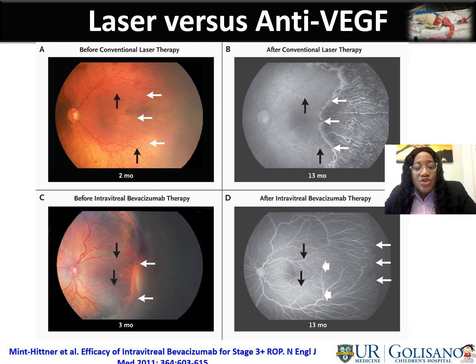Image C shows the retina of an X23 weeker at 35 weeks PMA before intravitreal bevacizumab therapy, and image D shows the retina post-treatment at 13 months PMA with continued peripheral retinal vascularization.